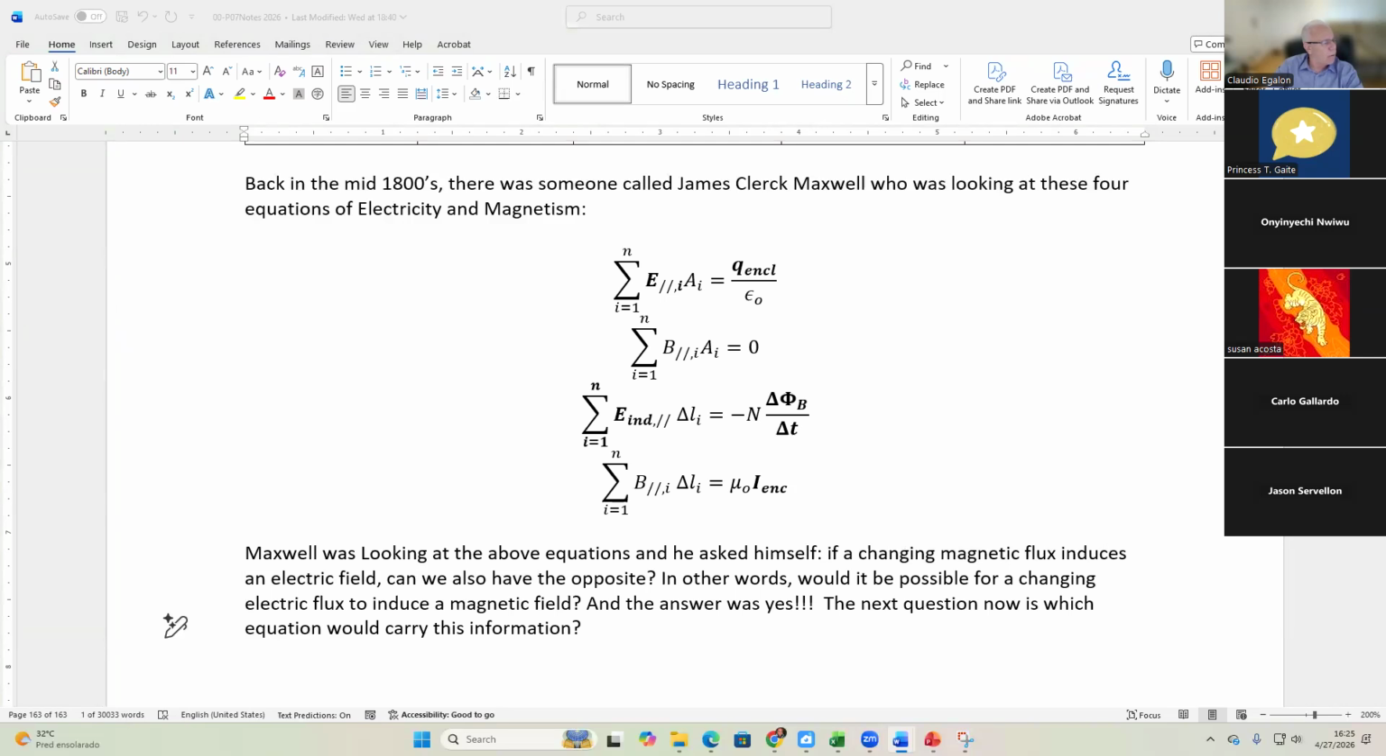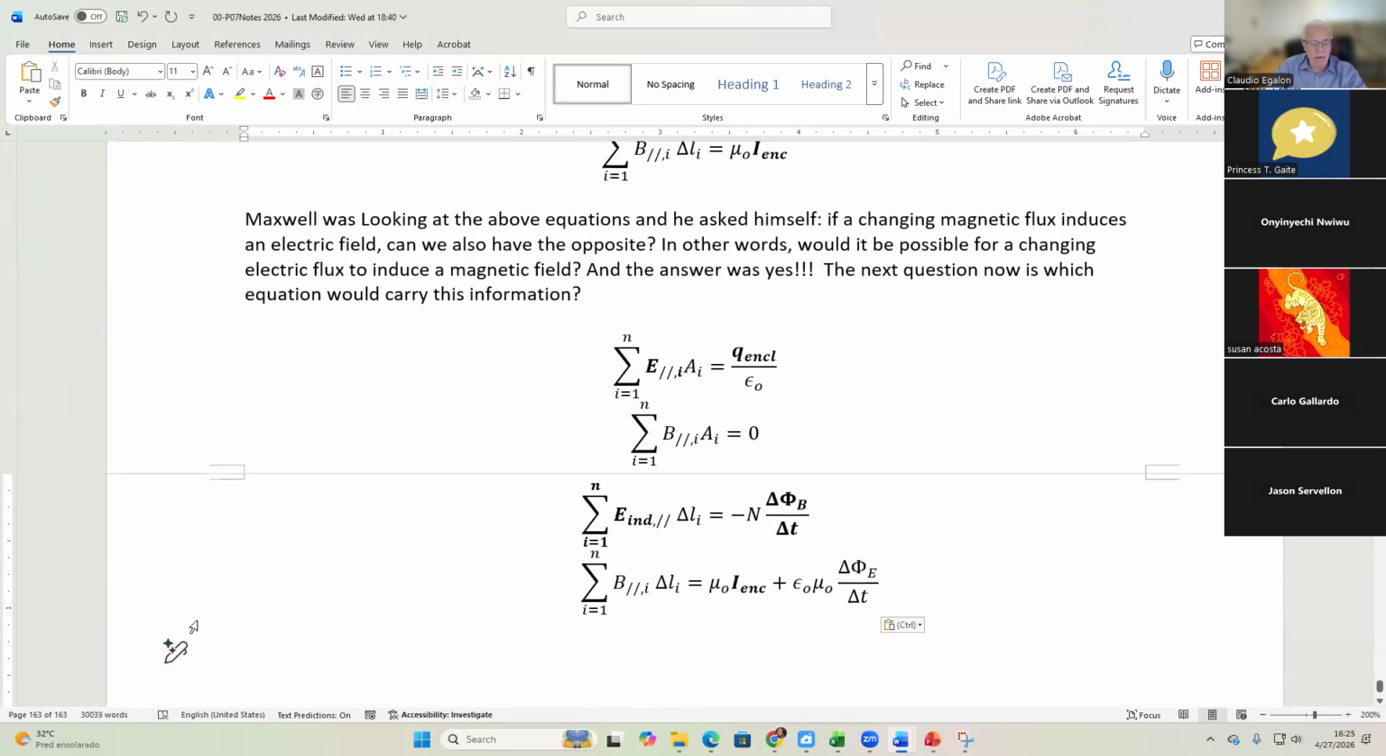What he found out was that one of the equations was incomplete, and it was exactly this equation right in here, Ampere's law. This equation was incomplete at the time when Maxwell was looking into it. And it was because of his discovery that today we have telecommunications. We have our cell phones. And here is the term that was missing. Here we have the changing magnetic flux, and here we have the changing electric flux. That's the term that was missing.